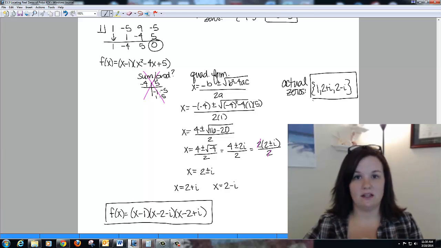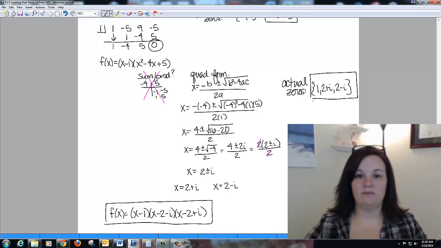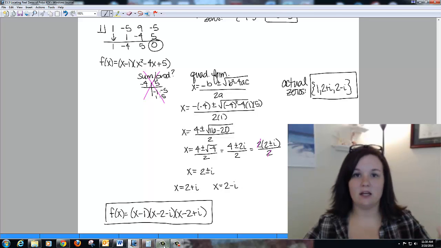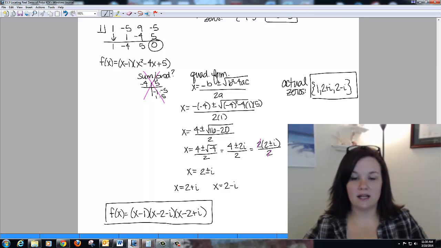Okay, which means my actual zeros are the 1 that I got from synthetic, and then 2 plus i and 2 minus i. When I write this in factored form, I take my solutions from the quadratic formula and move them back across the equal sign, which gives me x minus 2 minus i and x minus 2 plus i, and then the factor that I got from my synthetic, which was x minus 1.